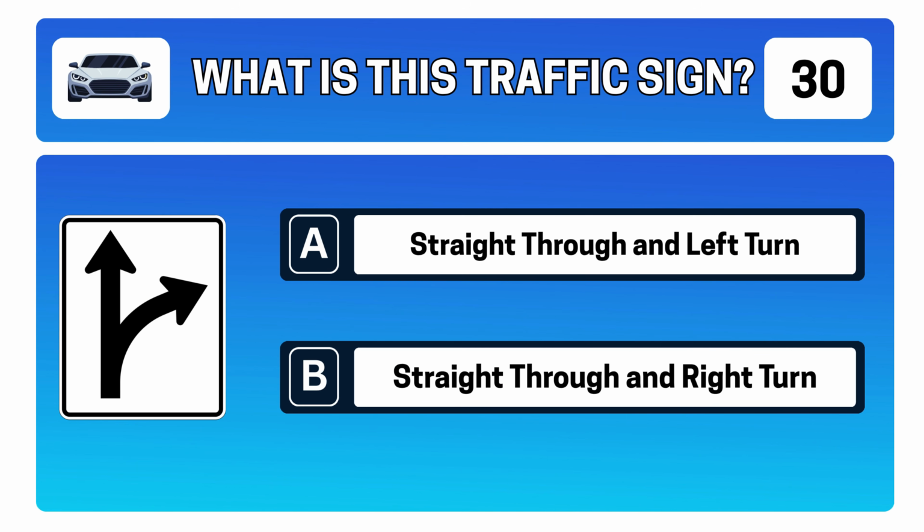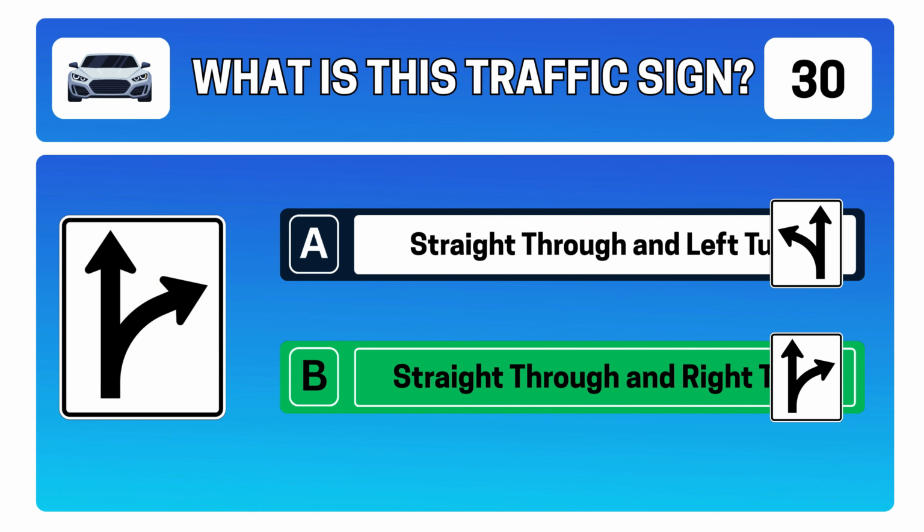What is this traffic sign? A. Straight through and left turn. B. Straight through and right turn. Correct. It is straight through and right turn.